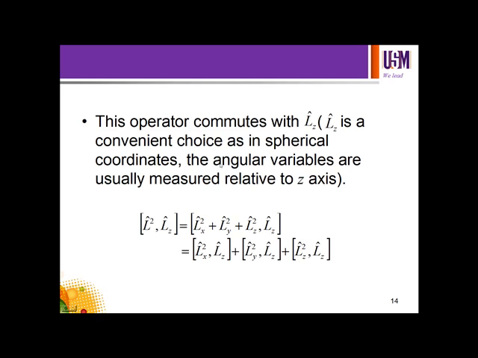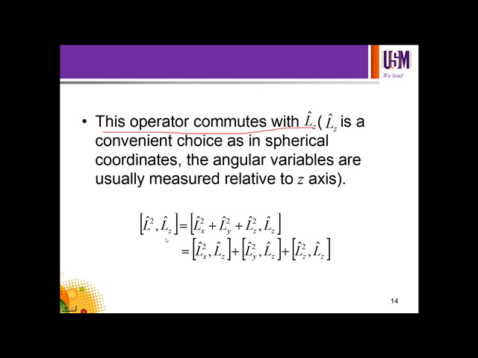Okay, Lz is a convenient choice as in spherical coordinates. Remember that when we want to use spherical coordinates, usually it refers to the z-axis, while x and y are silenced. They are replaced by angle phi and angle theta. Okay, but the z-axis is still there. So the angular variables are usually measured relative to the z-axis. So we want to check whether L squared commutes with Lz. As the statement here says, this operator commutes with Lz.